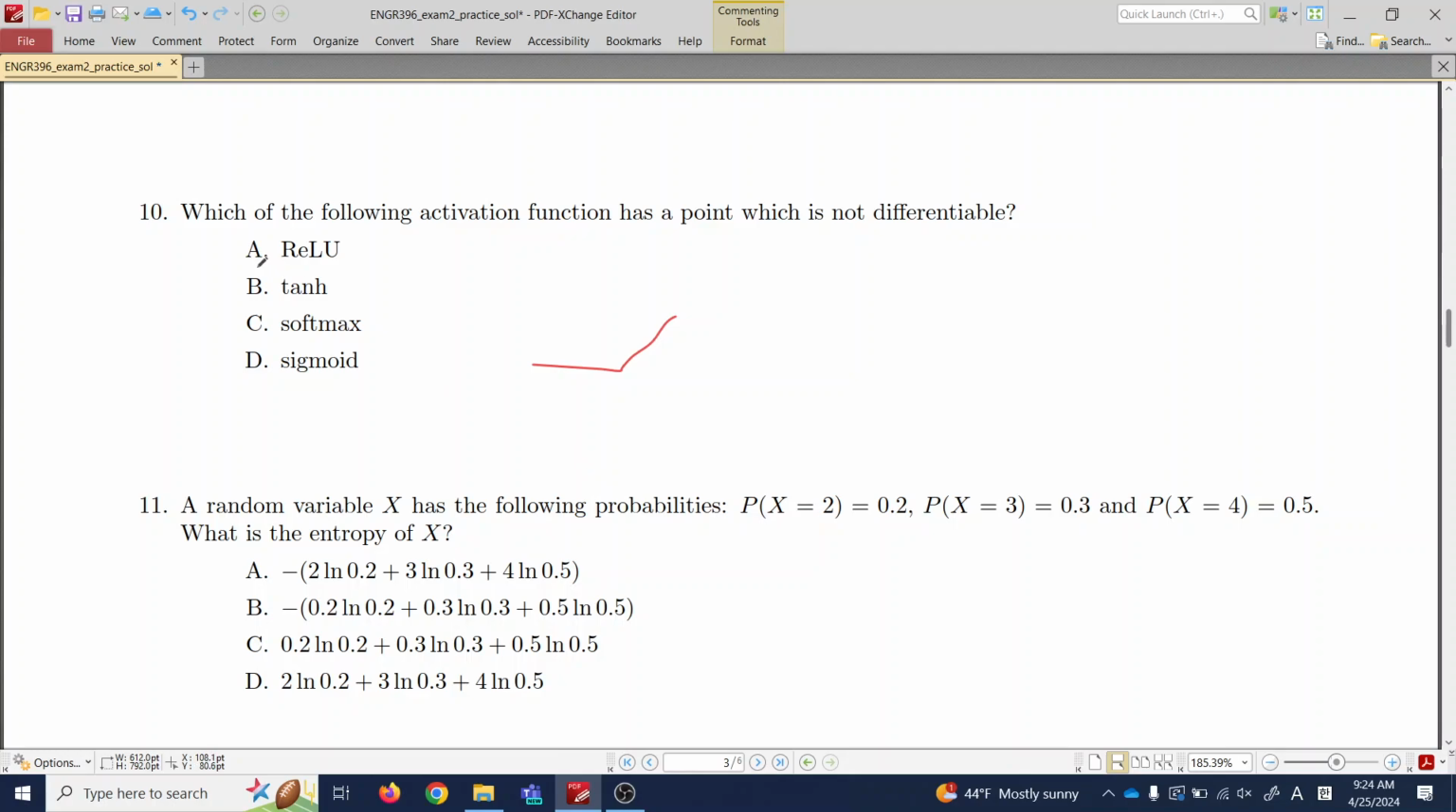A, ReLU, right? Rectified linear unit, that's what ReLU means. It's a linear unit where it's chopped off, so that's why it's called a rectified linear unit. And there is a sharp turn, so it doesn't have a derivative there.